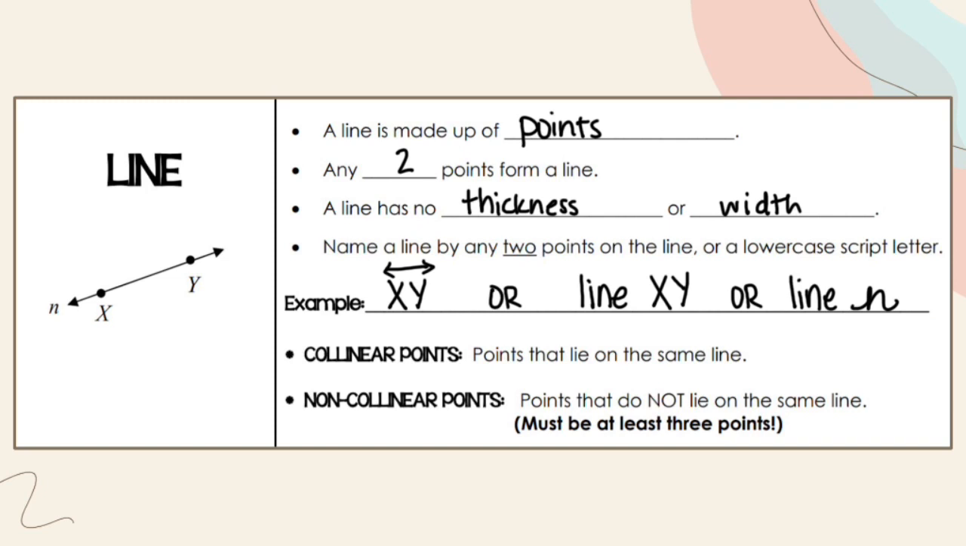So collinear points are points that lie on the same line. So co means same, linear means line, so same line points, points that are on the same line. Non-collinear points are points that do not lie on the same line. And since it takes 2 points to make a line, any 2 points can make a line, you have to have 3 points to say these are not in a line. So again, not on the same line.